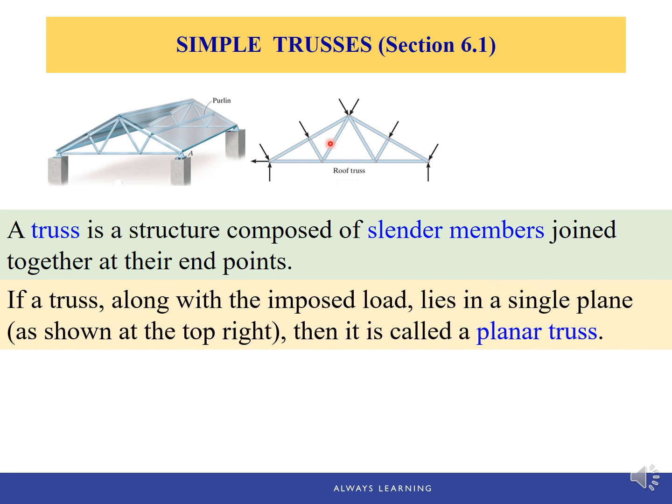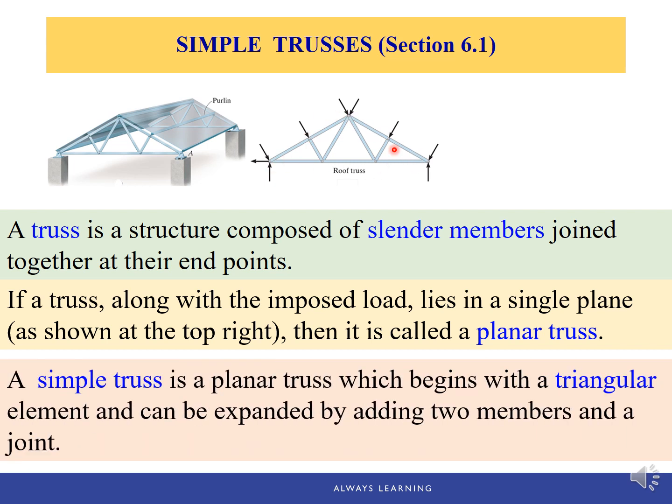If a truss, along with the imposed loads shown here, lies in a single plane, then it is called a planar truss. And for a planar truss, if it's only composed of triangular elements, then it's called a simple truss. So a simple truss is a planar truss which begins with a triangular element and can be expanded by adding two members and a joint. So again, it's only composed of triangular shapes.